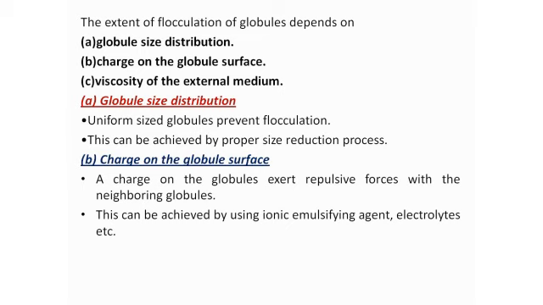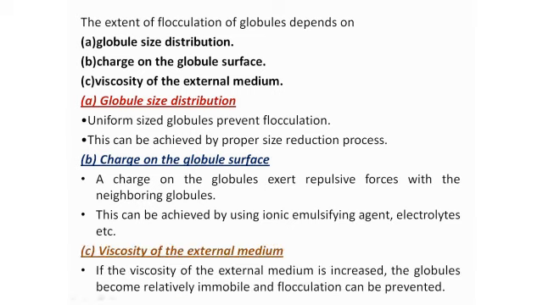Next is the charge on the globule surface. The charge on the globule surface exerts repulsive forces with the neighboring globules, right? How can we get a good charge on the globule surface? This can be achieved by using an ionic emulsifying agent, for example electrolytes. And the last one is the viscosity of the external medium. If the viscosity of the external medium is increased, the globules become relatively immobile and flocculation can be prevented.